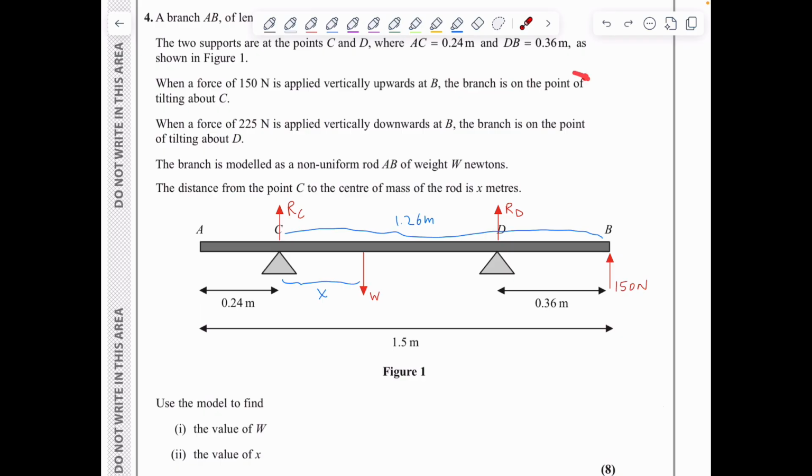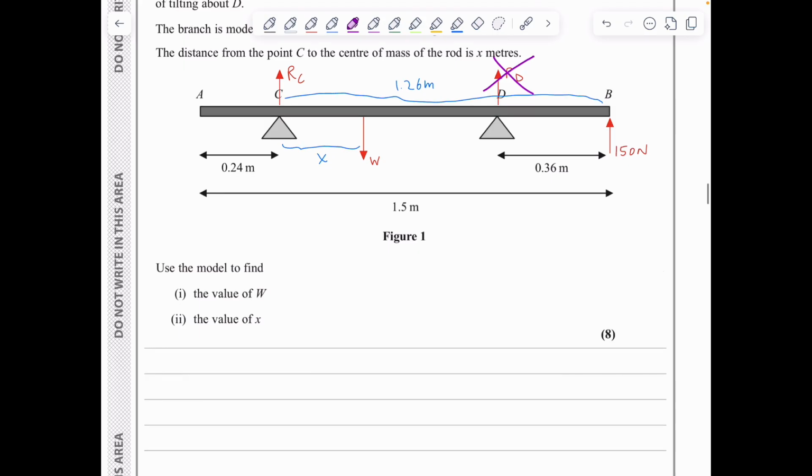We know that we are on the point of tilting about C. So if I'm about to tilt about C, it means there is no reaction at D. And therefore we can proceed by taking moments about point C. So if we take moments about C, we've got the clockwise moment due to W, which is x times W, so xW, which is equal to the anti-clockwise moment, which is the 150 newtons times 1.26. So this is equal to 150 times 1.26, leading to xW being equal to 189.